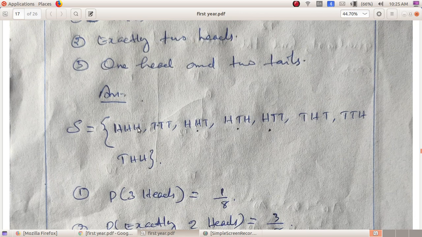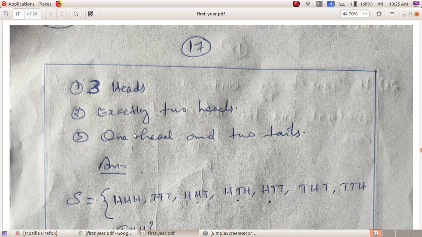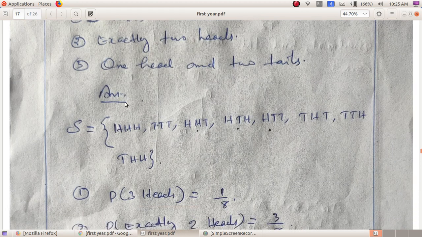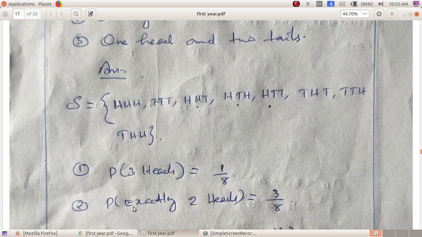There will be 8 elements. 1, 2, 3, 4, 5, 6, 7, 8 elements. First question, exactly 3 heads means this one. Exactly 3 heads, 1 by 8. Only 1 is here, total is 8. Exactly 2 heads means here 2 heads. 1, 2 heads, 2. This one, 3. In these 3 elements, there will be exactly 2 heads, 3 by 8.